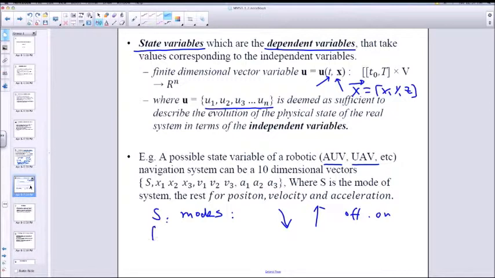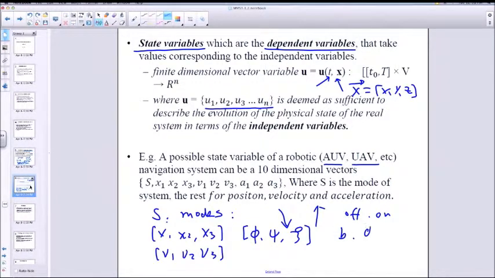And then you have the position x1, x2, x3 of your local coordinate. And you have the velocity v1, v2, v3. And then you have three more, accelerations, maybe angles: the pitch angle, the yaw angle, and the roll angle. So that's the 10. But you can get into 14. Like in GPS, we have the time bias and the time drift, and also other changes.